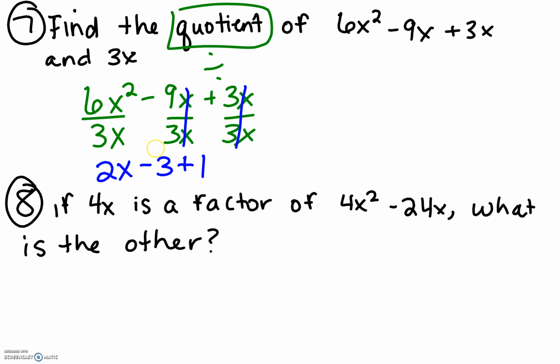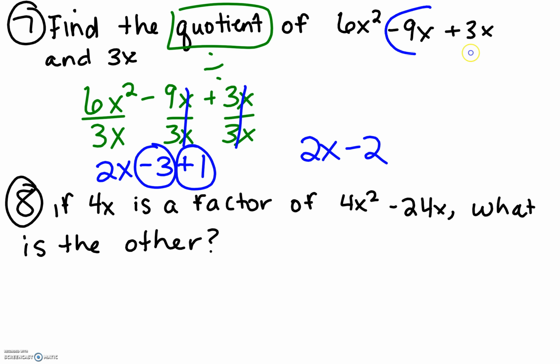So from here, we could actually simplify further. A negative 3 and a positive 1. So 2x minus 2. You could have seen that these two combine first, simplified that first, and then divide only two terms by 3x. But our final answer is 2x minus 2.